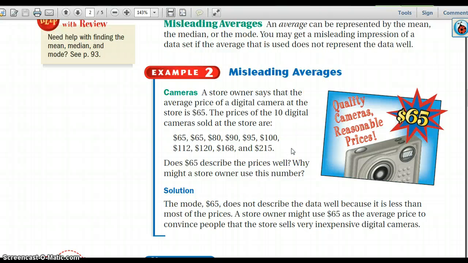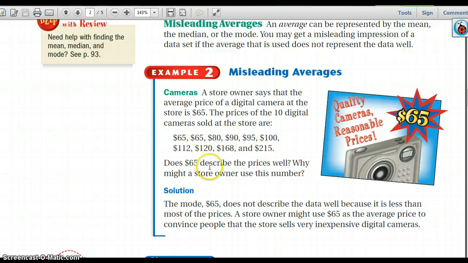So again, keep in mind, this camera store owner says that the average price of a digital camera at the store is $65. And the prices of 10 digital cameras sold at this store are listed in order from smallest to largest, which is a good idea because it helps us to figure out this data. So does $65 describe the price well? They have an advertisement here that says $65 for a camera. Now that seems like a pretty good deal.